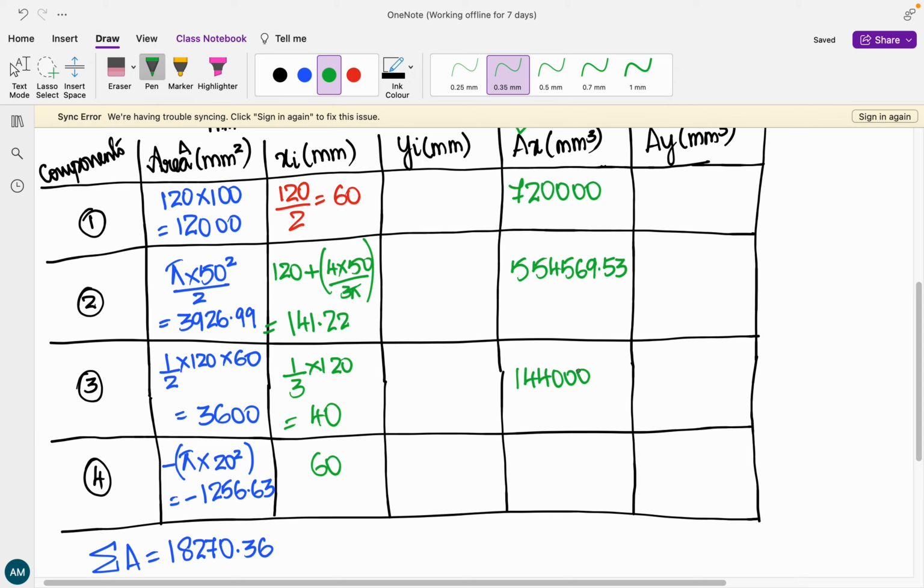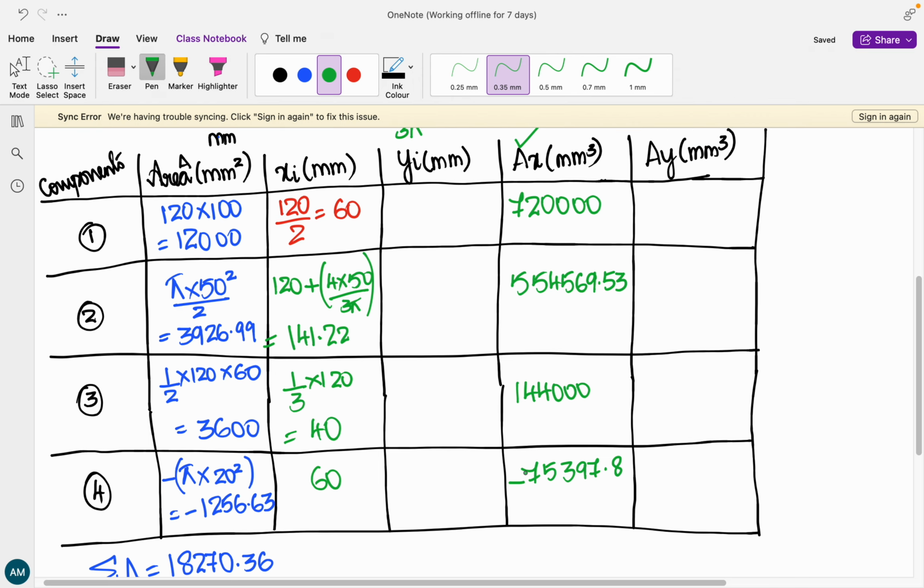The last one, 1256.63 multiplied by 60 is 75397.8. Please do not forget this negative sign. Make sure you write it over here also. This negative sign is very important and it should not be forgotten over here.